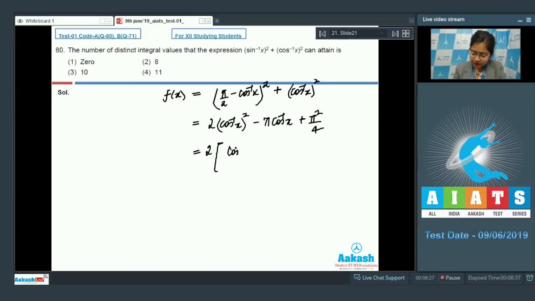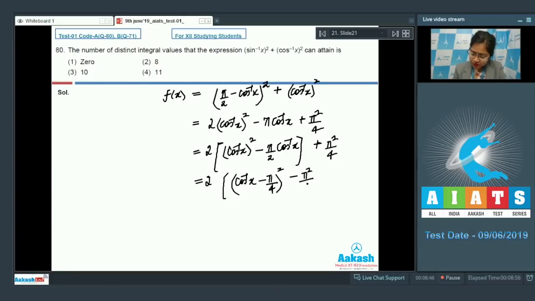Taking 2 common, we will get (cos inverse x) whole square minus pi by 2 cos inverse x plus pi square by 4. So this is equal to 2 times (cos inverse x minus pi by 4) whole square minus pi square upon 16 plus pi square upon 4. So this is further equal to 2 times (cos inverse x minus pi by 4) whole square minus pi square by 8 plus pi square by 4. So that will be equal to plus pi square by 8.